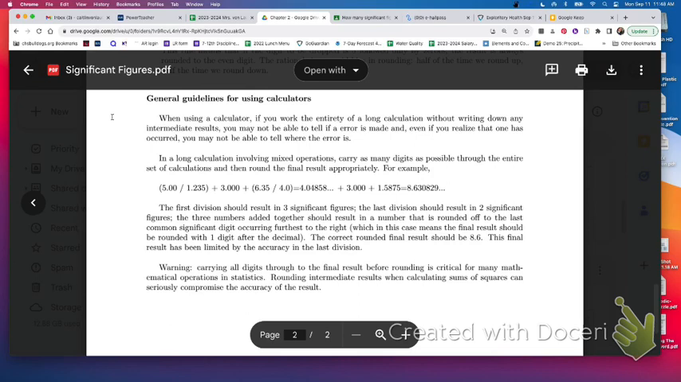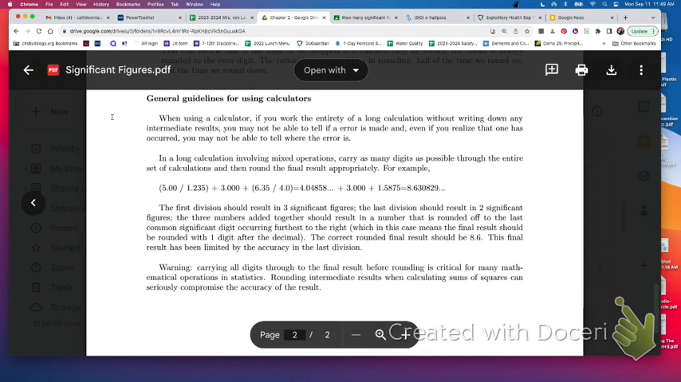And then when we add the numbers together, the 3 numbers added together should result in a number that's rounded off to the last common significant digit occurring furthest to the right, which in this case means that the final result should be rounded with 1 digit after the decimal. The correct rounded final result should be 8.6, and this final result has been limited by the accuracy in our last division. If you carry all digits through to the final result before rounding, then you will be more accurate.